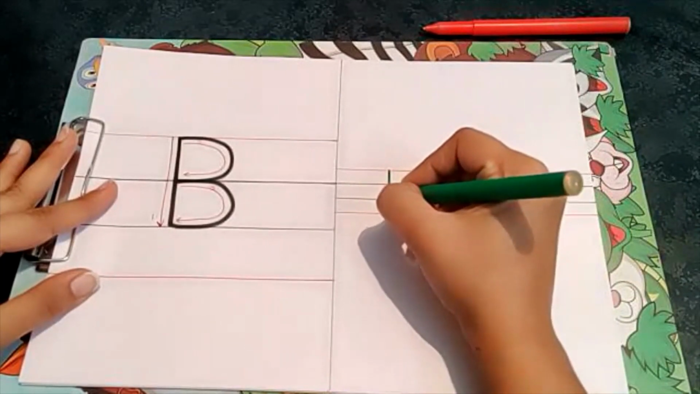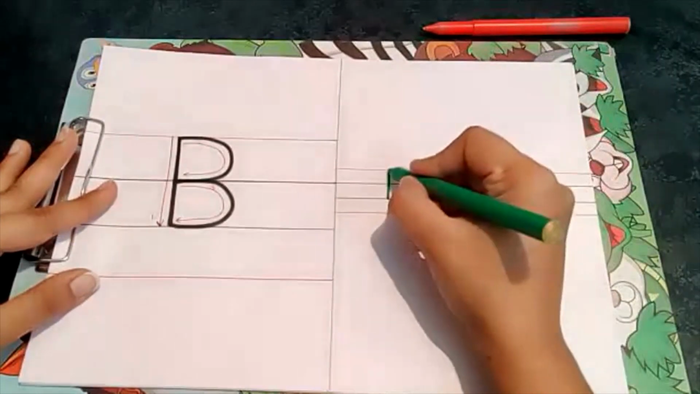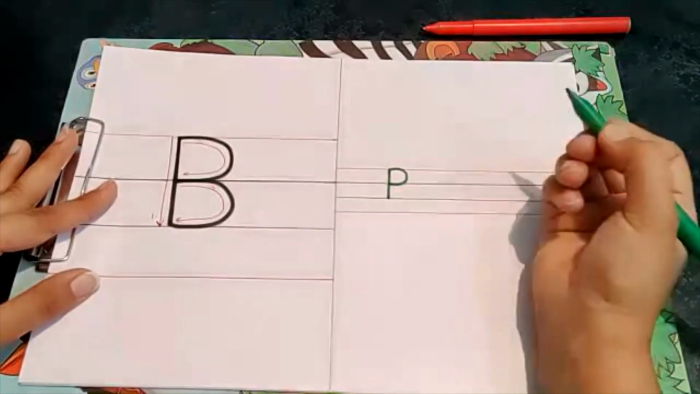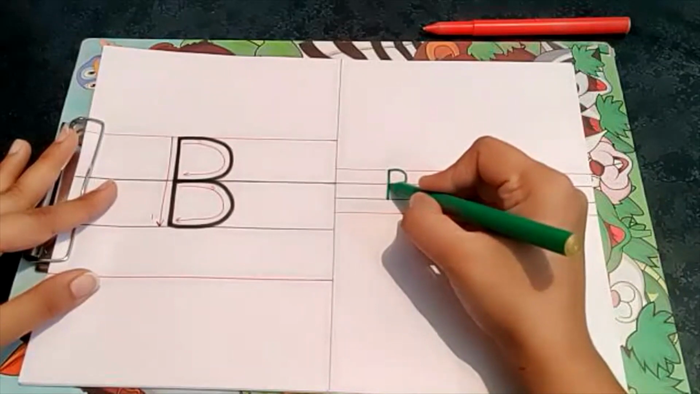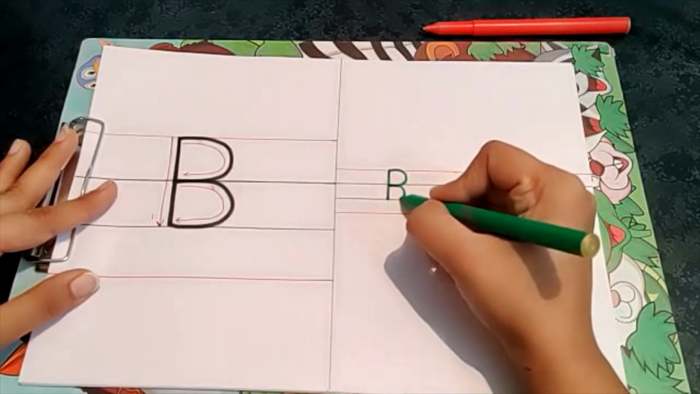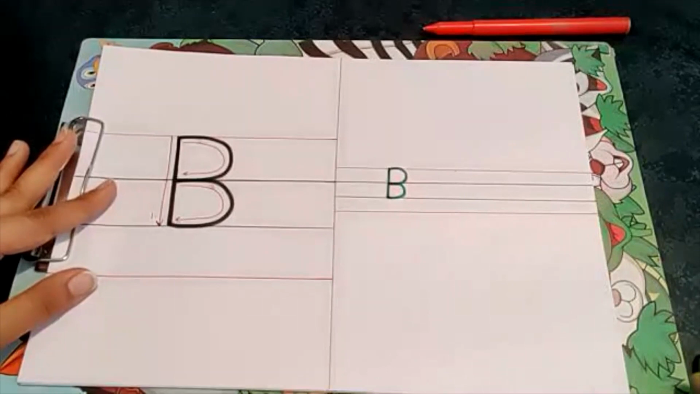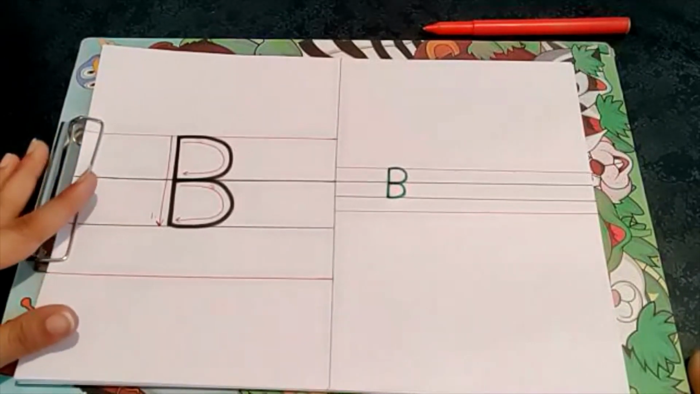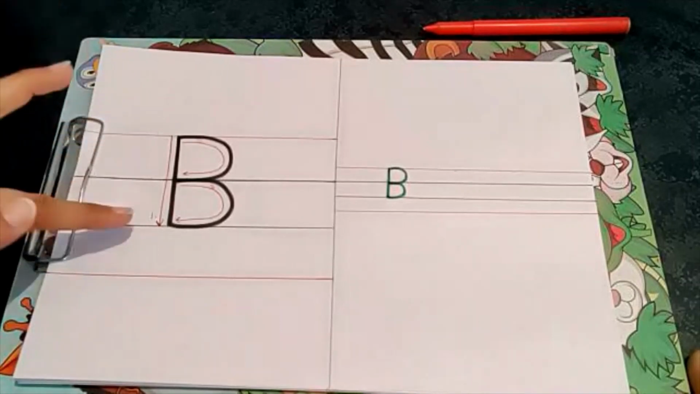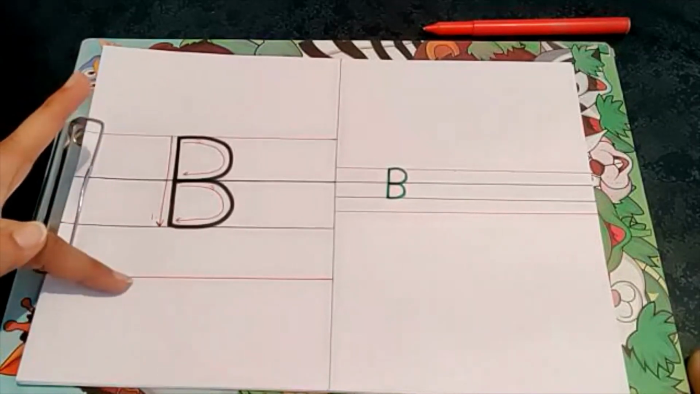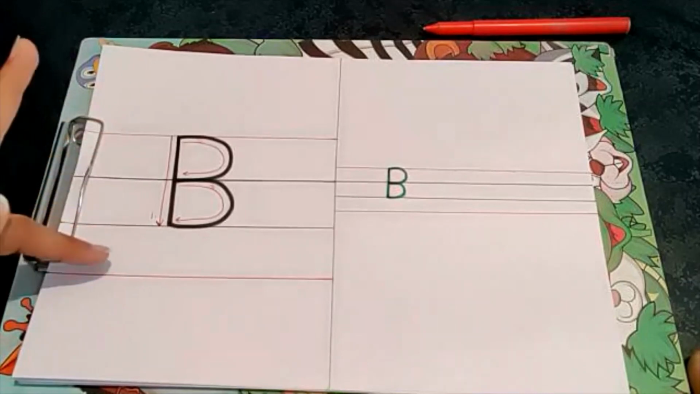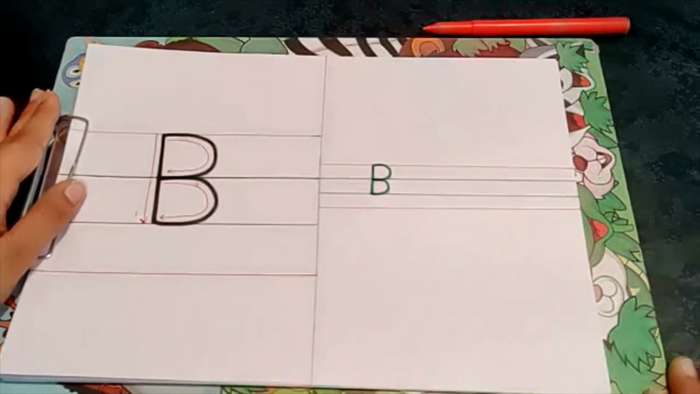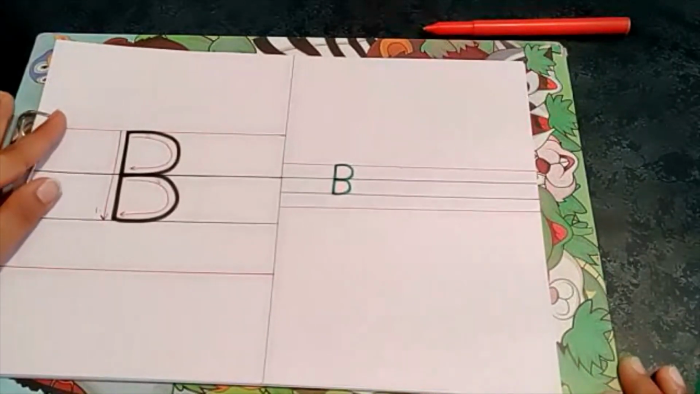Standing line from upwards to downwards and one curve from red line to black line like this, and another curve from black line to black line like this. Letter B. Children, you have to make all the letters in these lines only. You don't have to go out of these lines. If you stay in between these lines, then you will have good handwriting. So please keep this in mind.